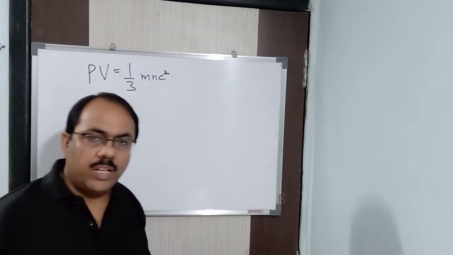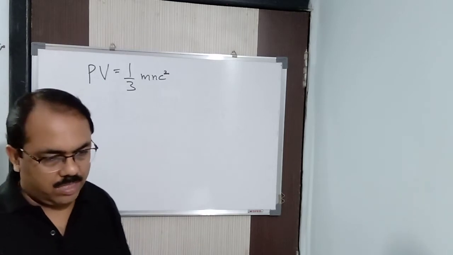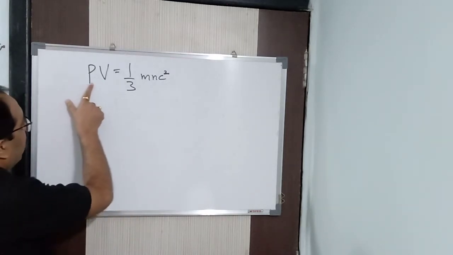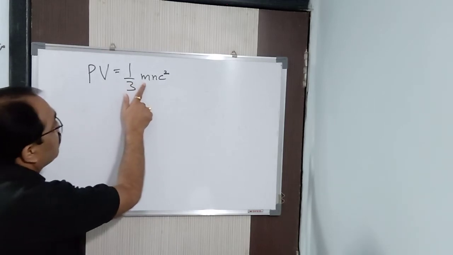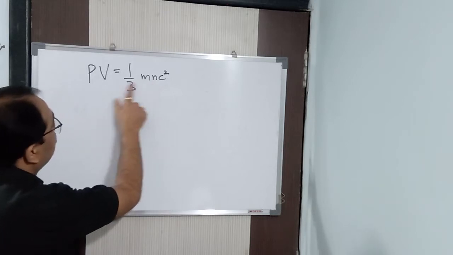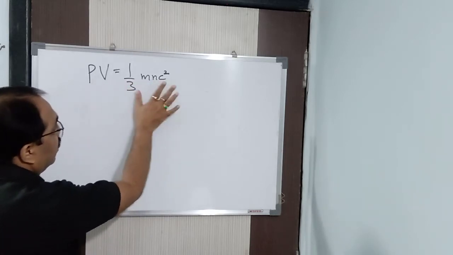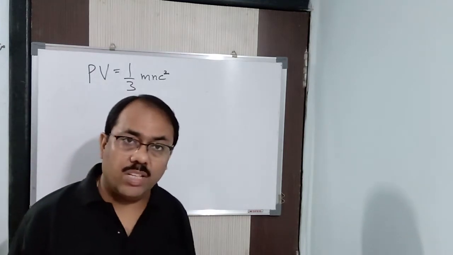Clear? We'll discuss what this root mean square speed or root mean square velocity of the gas is. Again, repeat: P is the pressure of the gas, V is the volume of the gas in the container, m is the mass of each molecule of the gas, N stands for the number of molecules of the gas present in the volume V or in the container, and c is the root mean square speed or root mean square velocity.